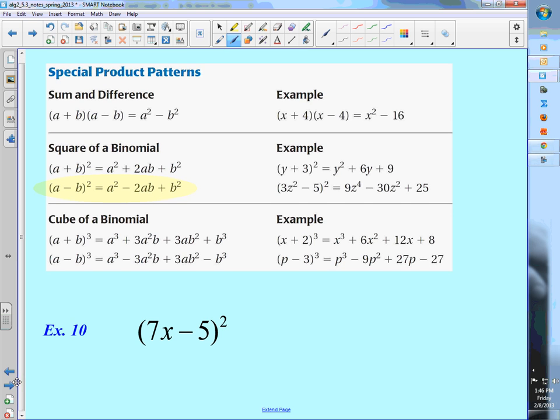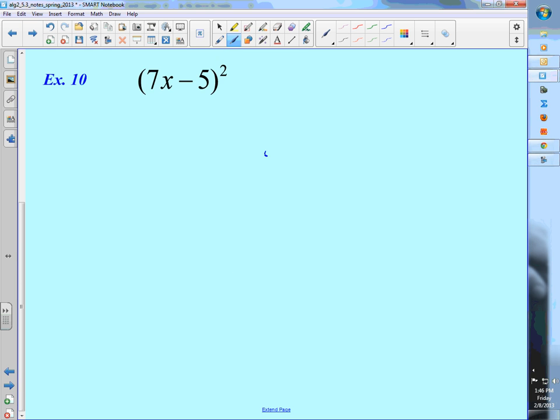What do we call this? Example 10 here. What do you call that? What is it? No, that's definitely not a perfect square trinomial. Come on, you're overthinking again. What's this? What's that? What's it called?